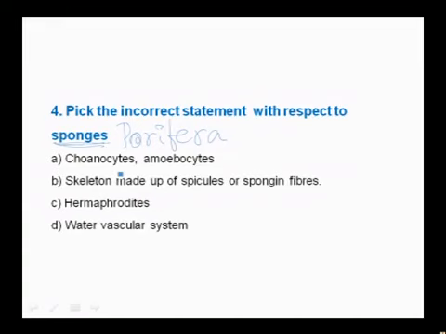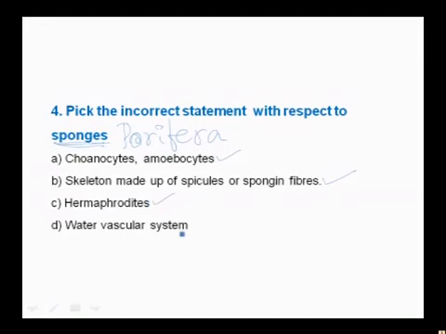So choanocytes and amoebocytes, obviously these are present in porifera. Skeleton made up of spicules or spongin, this is also absolutely right. Hermaphrodites. The meaning of hermaphrodite is nothing but both the sexes are present in the same organism. So in poriferans also the sexes are not separate, they are present in the same organism, both the sexes. So this is also correct.